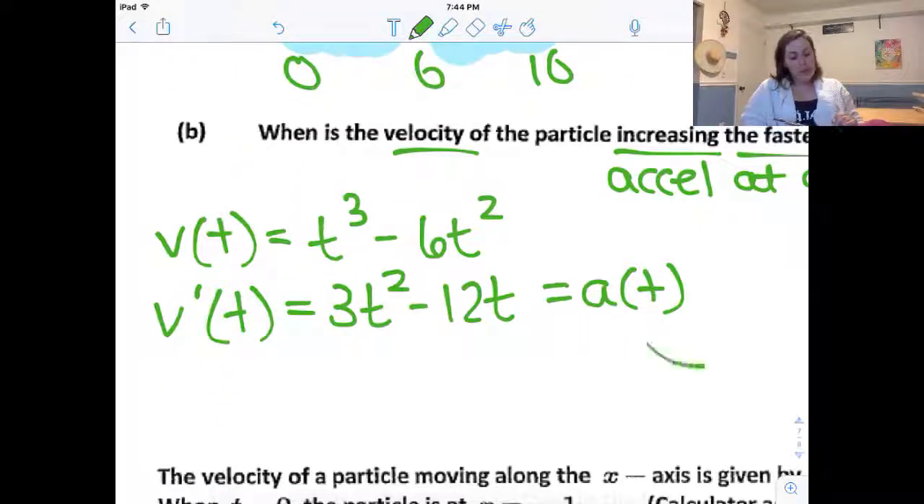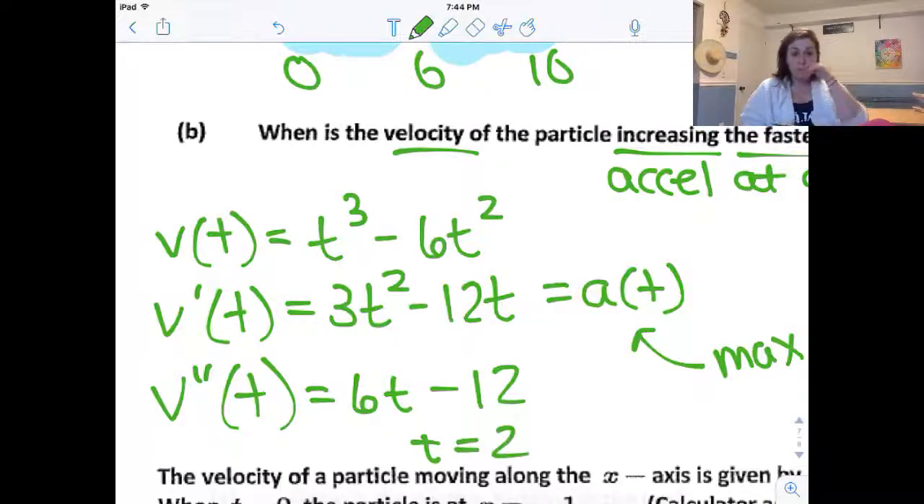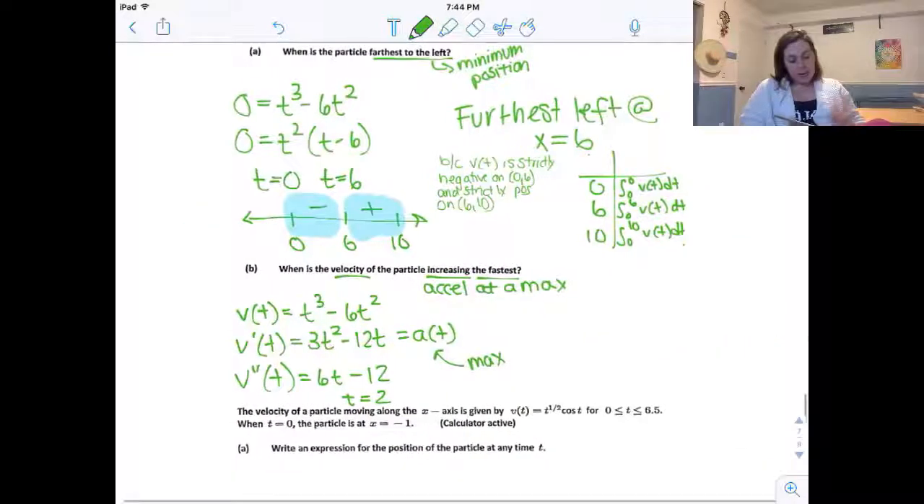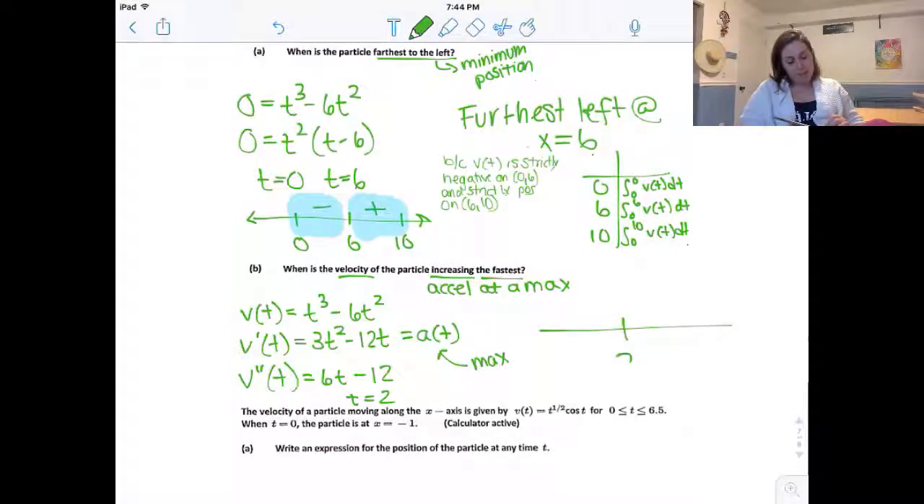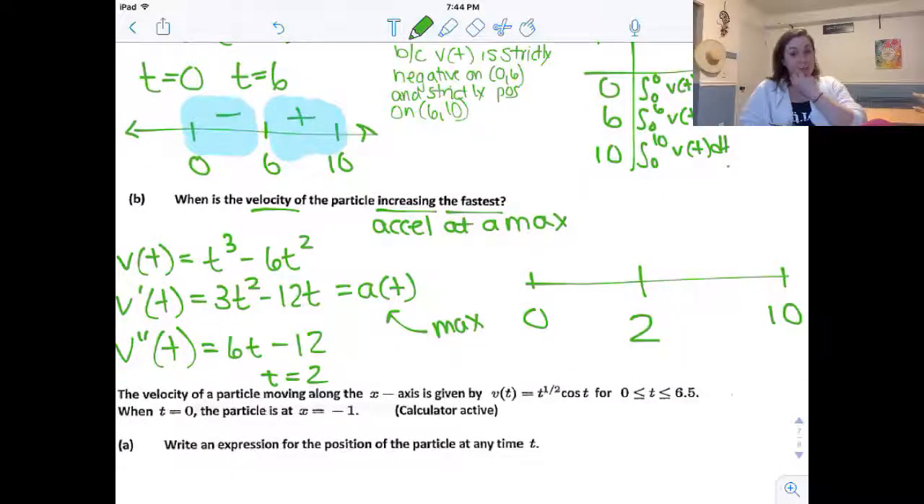So I want to maximize this. So I'm going to take a derivative of it and find the maximum. So v double prime of t is 6t minus 12. So that has a critical value at t equals 2. And so what happens there? At 2, we're going from 0 to 10. If I plug in a value less than 2, I get a negative. If I plug in a value greater than 2, I get a positive.